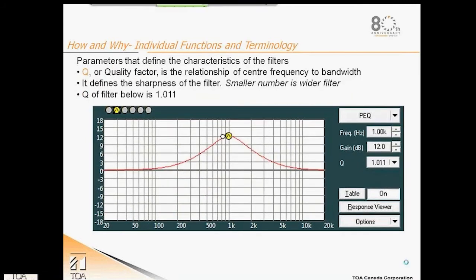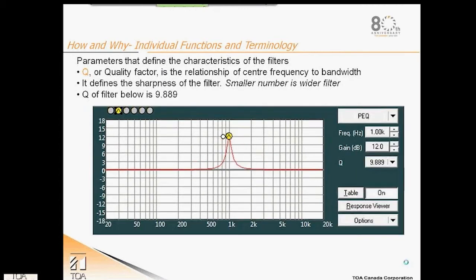Certain filters allow us to control the sharpness or width of the filter around the selected center frequency. This is defined as Q, or quality factor. In this example, the center frequency is 1000 Hz with a Q of 1.011. Signals inside of this filter are passed unattenuated at the center frequency, and gradually attenuated as defined by the Q width. A smaller Q number creates a wider filter, and a larger number a sharper curve or narrower filter. This example shows a wide bandwidth filter.